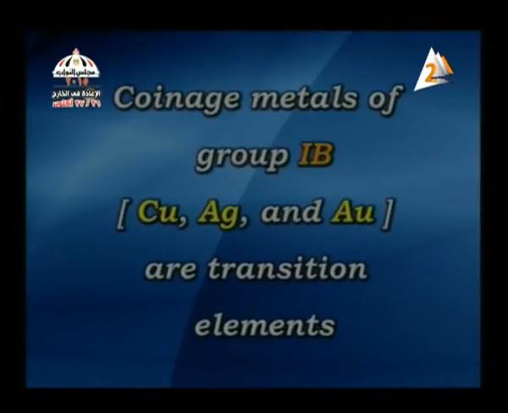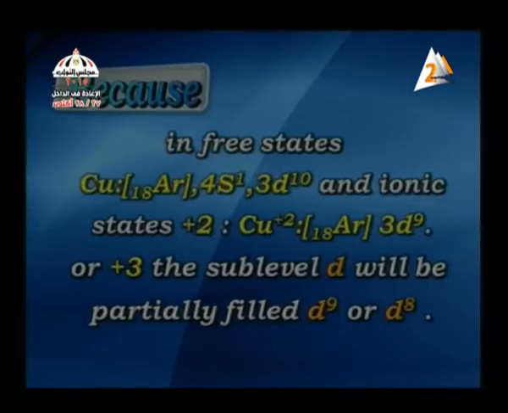Next point, coinage metals of group 1B, copper, silver and gold, are transition elements because in the free state copper has configuration [Ar] 4s1 3d10, and in the ionic state copper +2 will have electronic configuration [Ar] 3d9, or +3, the 3d sublevel will be partially filled with d9 or d8.